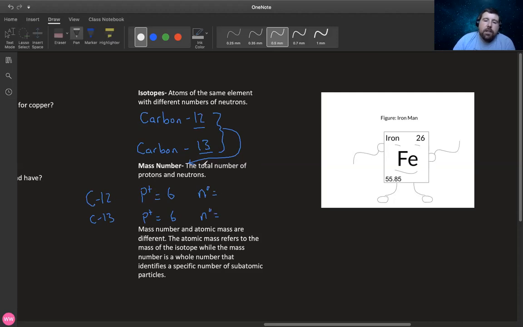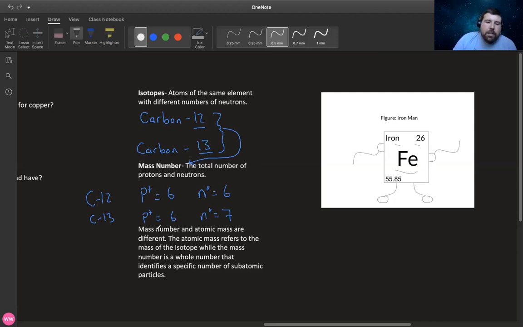Notice that if the total number of protons and neutrons is equal to 12, 6 plus what is equal to 12? That's 6. 6 plus what is equal to 13? That is 7. So carbon 12 and carbon 13 are isotopes of each other.